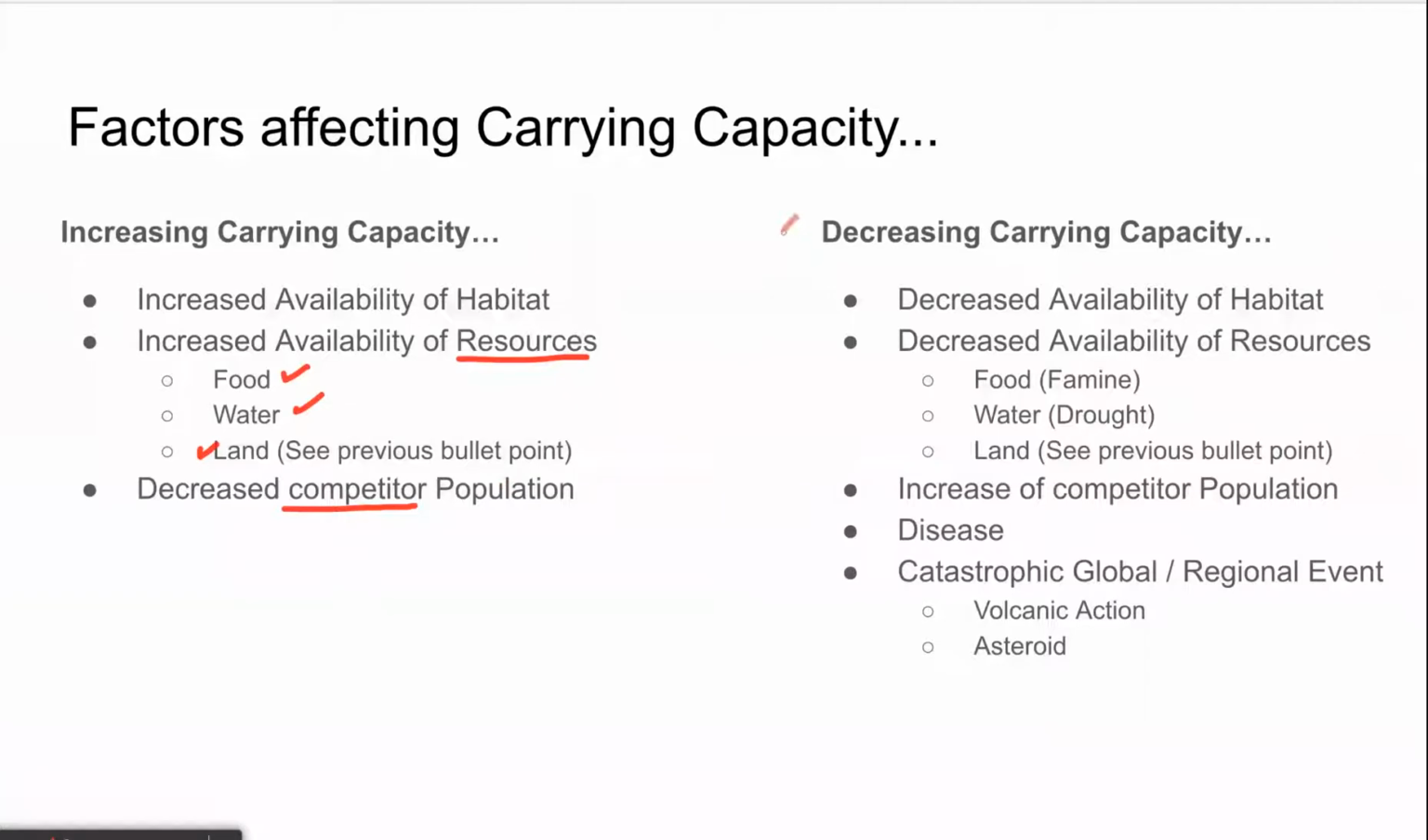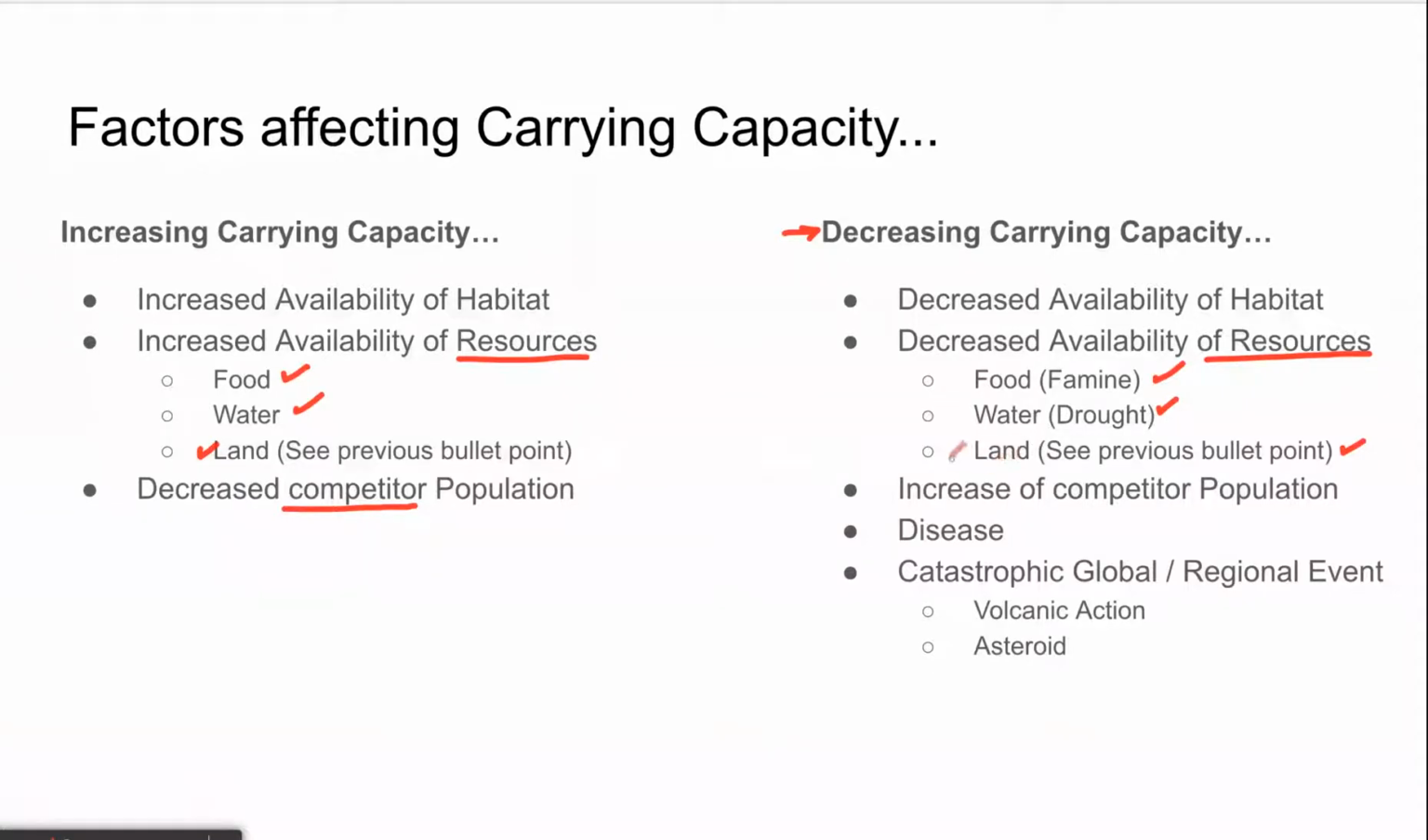Now there do seem to be more things that could then decrease the carrying capacity. So what might cause it to go down and have a new normal? Well, it's kind of the opposite of a lot of these things. So we're going to decrease the availability of resources, whether that be food, we call that a famine, a drought, the loss of water, or maybe we lose land. Now, this loss of land could be something like deforestation, as we're cutting down trees and there's less land for the animals to live in.